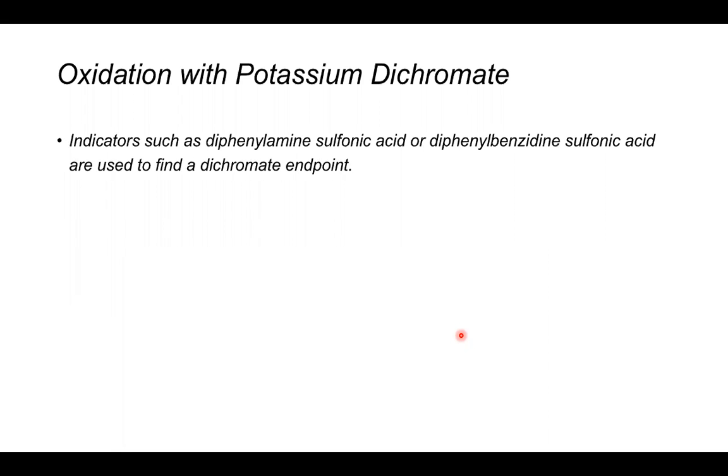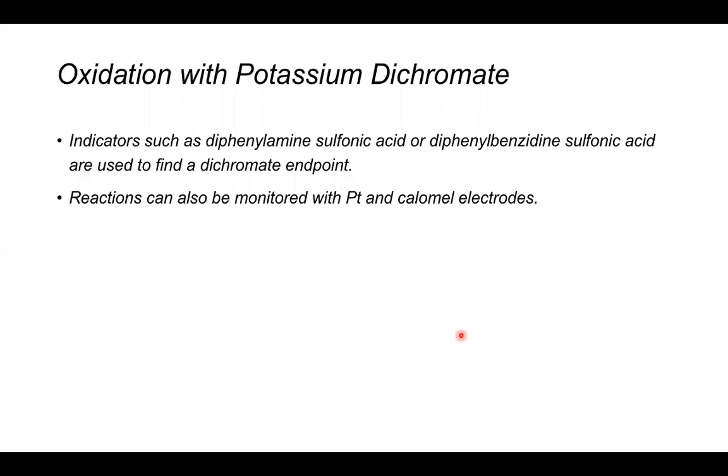Indicators such as diphenylamine sulfonic acid and diphenylbenzidine sulfonic acid are used to find a dichromate endpoint. So we encountered some of those earlier when we talked about the redox titration indicators. Reactions can also be monitored with platinum and calomel electrodes. So platinum would be the working electrode. Calomel, of course, would be the saturated calomel electrode, which is our reference electrode. It's what, minus 0.241 volts as its potential.